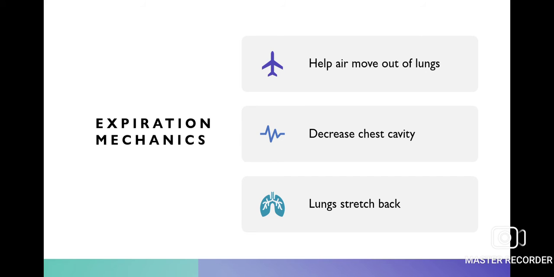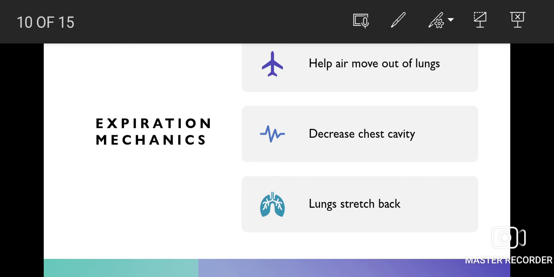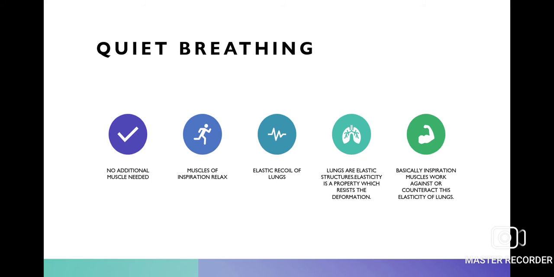Now the expiration mechanics. It helps to move the air out of the lungs. It decreases the chest cavity by the recoil of the lungs. Lungs are basically elastic structures. They recoil back. In quiet breathing, there are no additional muscles for expiration. Expiration happens just by the relaxation of the inspiratory muscles and the elastic recoil of the lungs. You can see the lungs are very elastic structures.